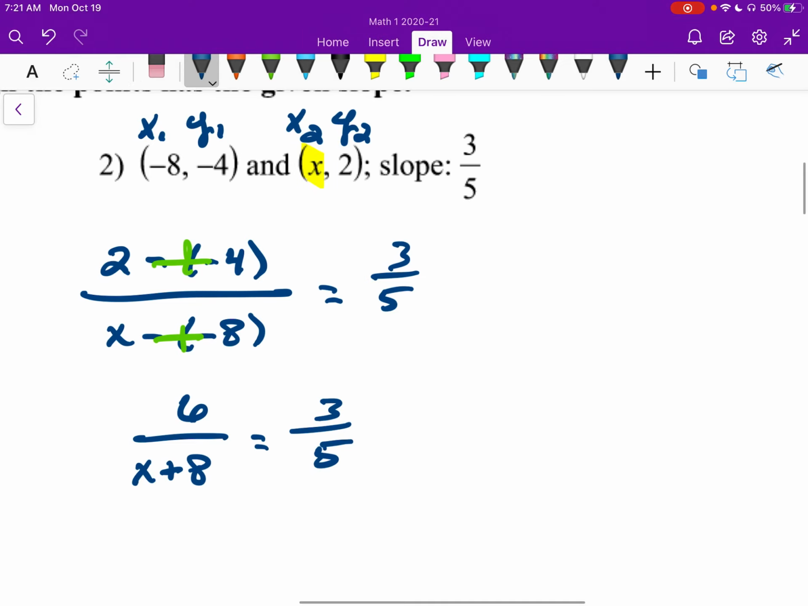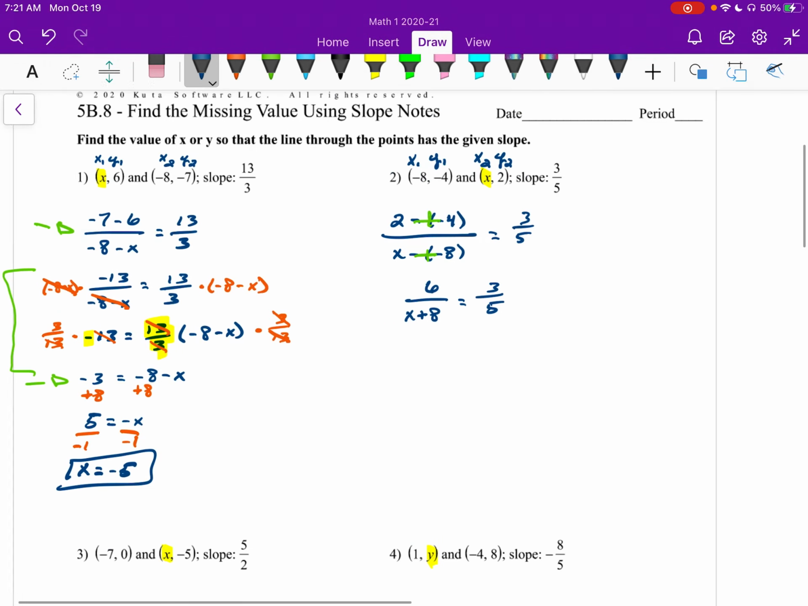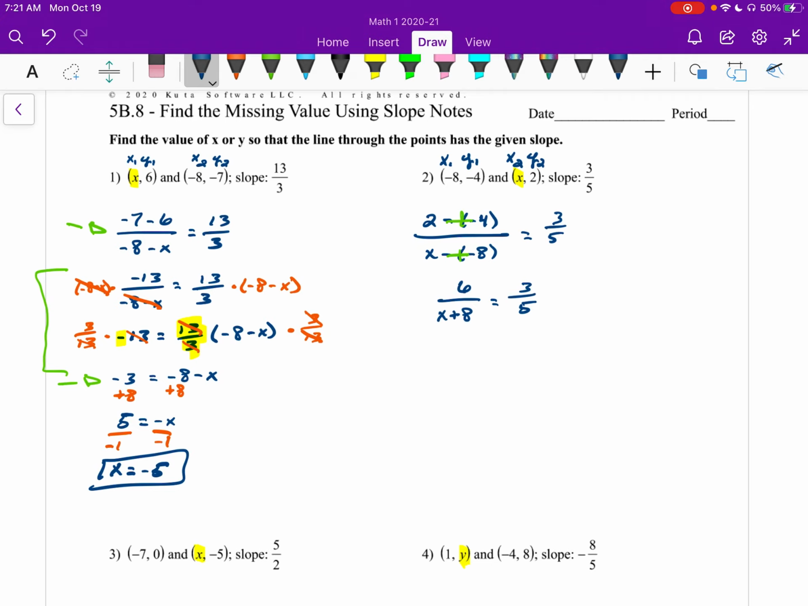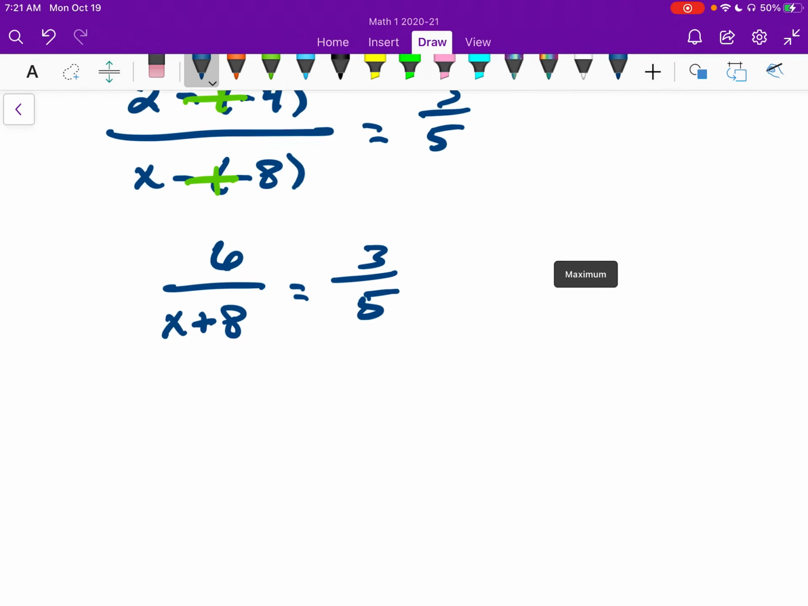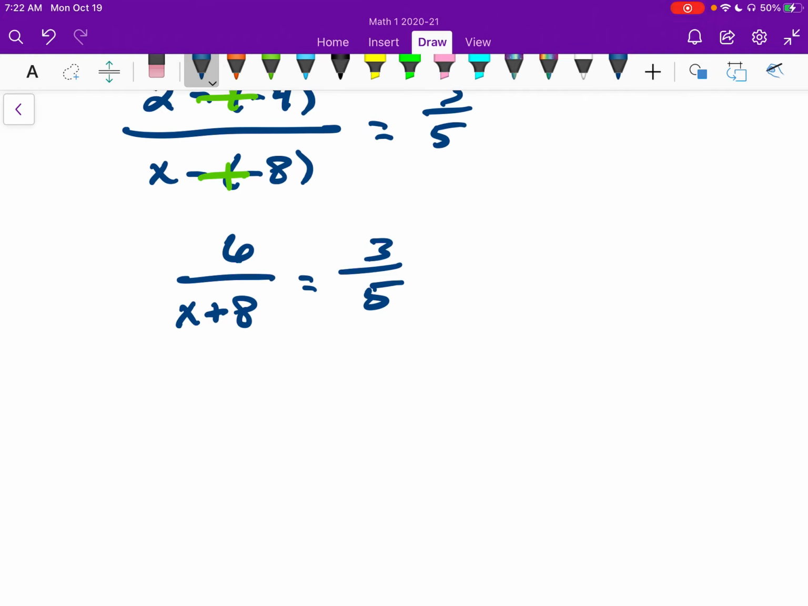And now I need to multiply by the denominator. My variable is stuck in the denominator, so I'm going to multiply by it. I'm going to multiply by x plus 8.